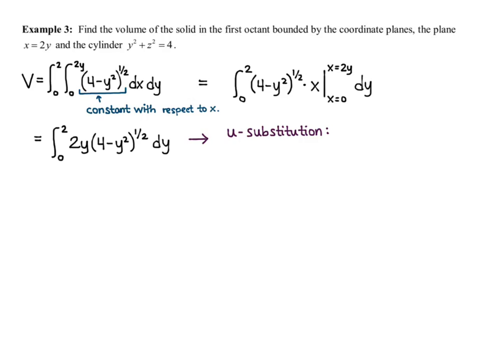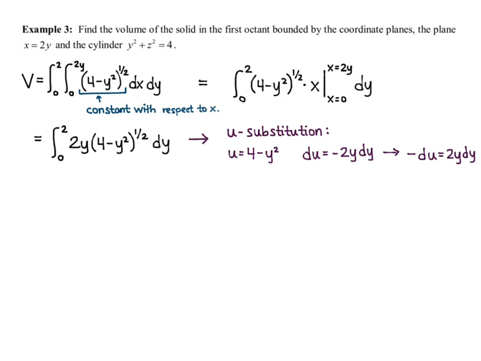We need a u substitution to evaluate the integral. Let u equal 4 minus y squared, then du equals negative 2y dy. We want to replace the factor 2y dy in the integral, so we solve for it and get negative du equals 2y dy.